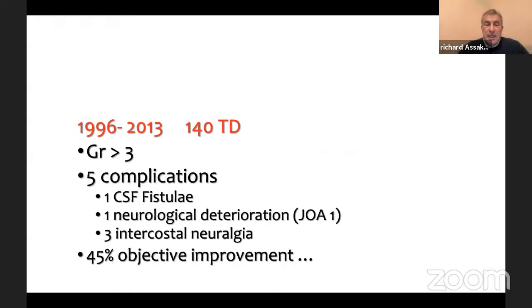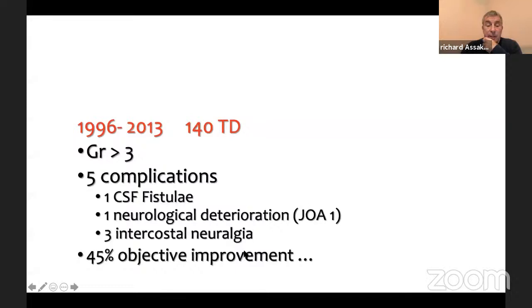In my series, I've done 140 thoracic discs anteriorly from 1996 to 2013, all were grade three. None was without myelopathy. Everybody had myelopathy. I had five complications. One was a CSF fistula, one deteriorated neurologically, and three kept intercostal neuralgia.